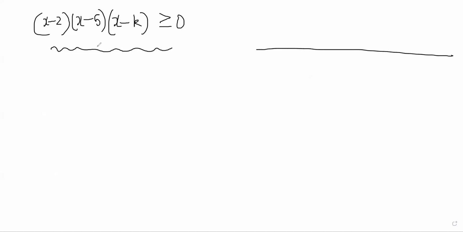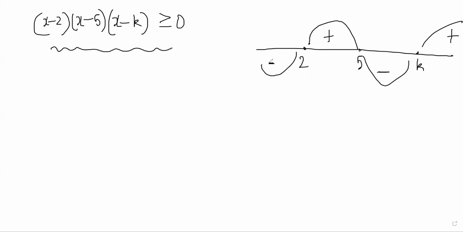If you want to solve this inequality, you have to do the wavy curve. If you do 2, 5, and k, let's say, obviously then there will be multiple intervals, right? You'll get something like this in that case. The positive answers will come here also and here also. There are two intervals, right?